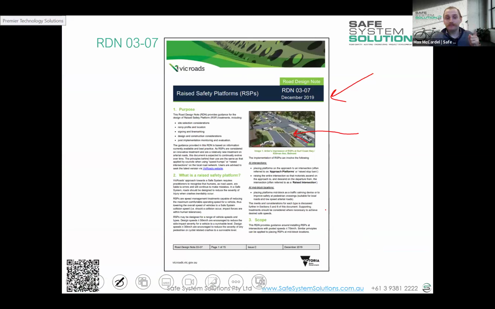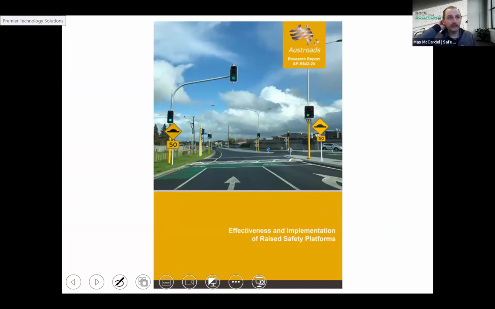I'll flick through that one. Very, very handy reference. Austroads has similarly completed a research report about this one. So lots of information out there. Lots of jurisdictions are implementing these. This one's in New Zealand. But it's very good evidence to suggest that these types of treatments are where we are going to see significant reductions in trauma.